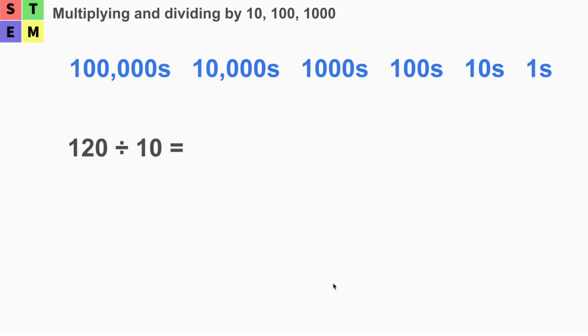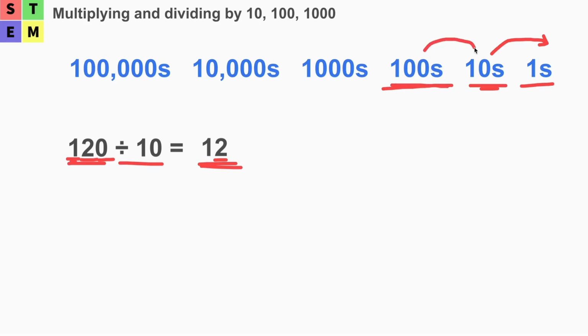Let's take a look at division. We have 120 divided by 10. We have 0 at the ones place, 2 at the tens place, and 1 at the hundreds place. Divide by 10, we already know equals 12. But what happened? We are going to shift the 2 from the tens place to the ones place, and the 1 from the hundreds place to the tens place, so that we have 12.